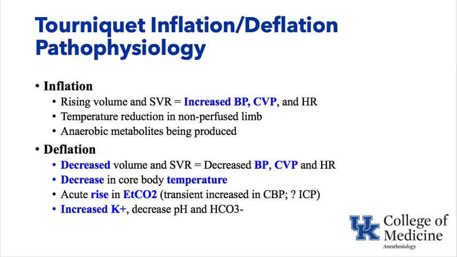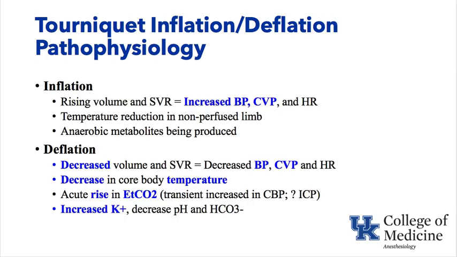Now, if a patient had problems with intracranial pressure, such as a traumatic brain injury along with a tourniquet being inflated for some type of extremity surgery, you can see how releasing that tourniquet could raise the end tidal CO2, which would raise cerebral blood flow and could potentially transiently increase intracranial pressure, which would be a bad thing.